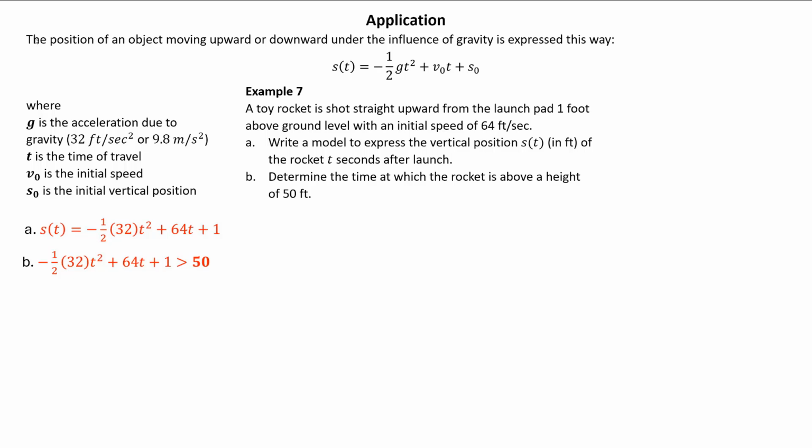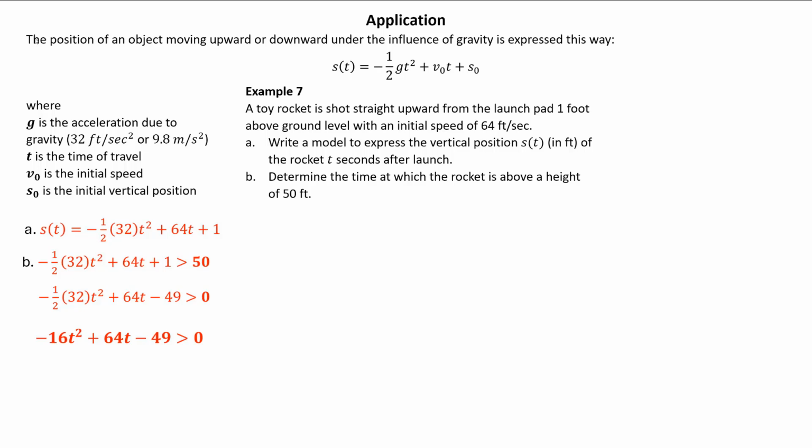All right, so we can't really work with it looking like this. We need to get everything on one side and get 0 on the other side so that we can talk about when that value of that function is positive. So subtract 50 on both sides, and you end up with this. Negative 16t squared plus 64t minus 49 is greater than 0.